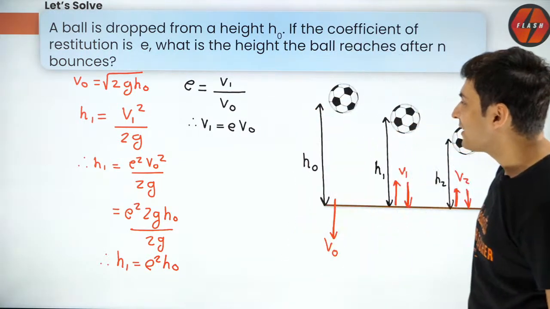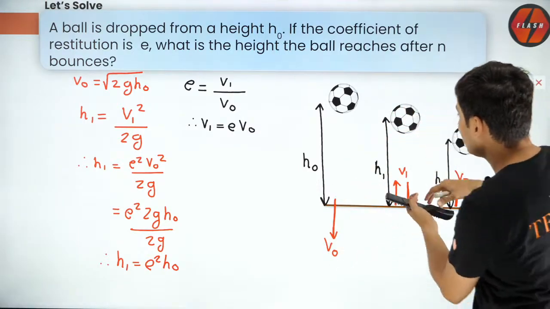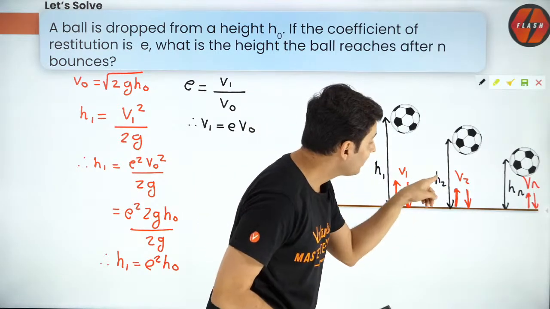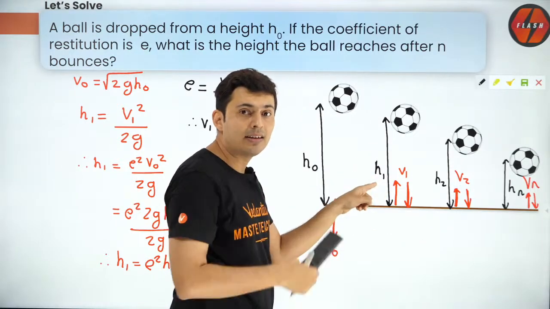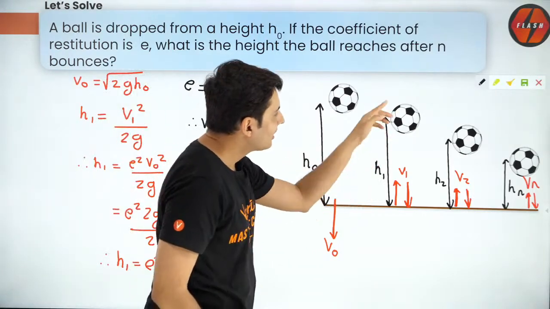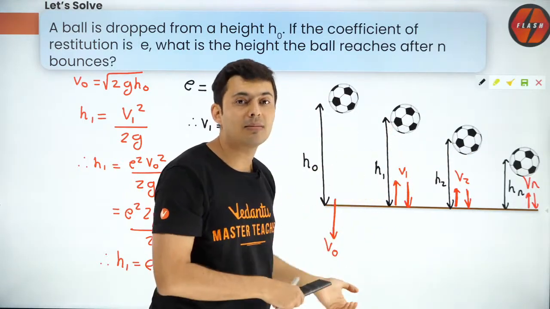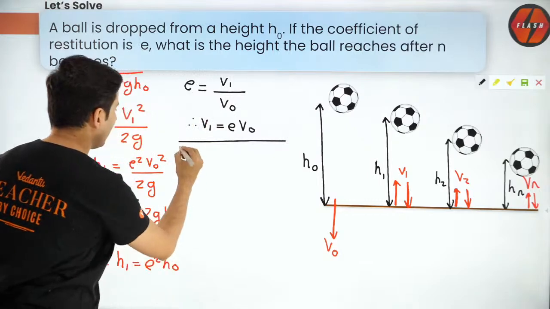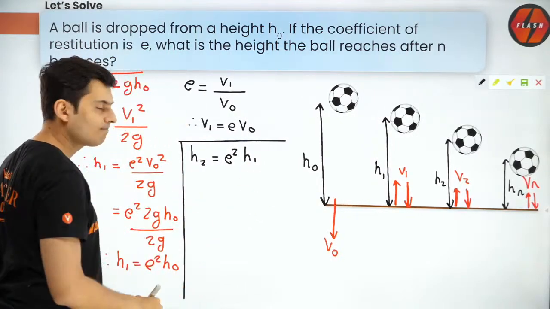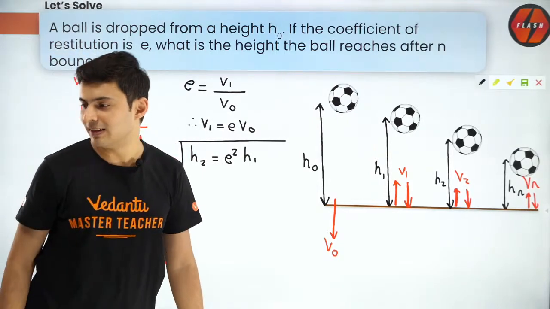Now here comes the next part. Think about it, guys. When it reaches here, isn't this height the initial height for the next collision? So won't this height be E square times this height, just like this height was E square times the previous height? This is like dropping the ball from here and it hits back. So this height will also be E square times h1. So hence, can I not say h2 will be E square times h1? Is that logic clear? Very good.